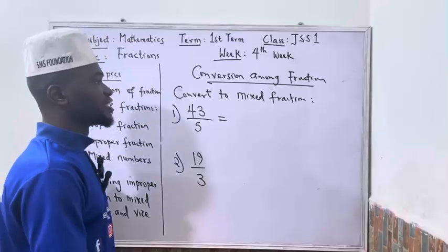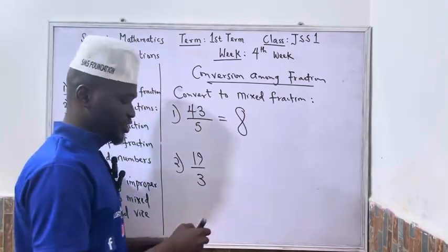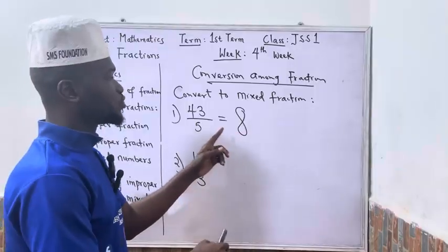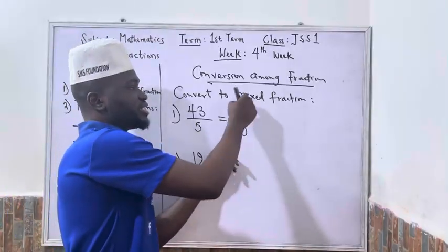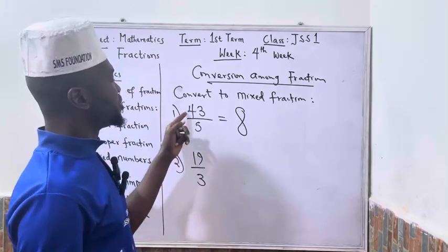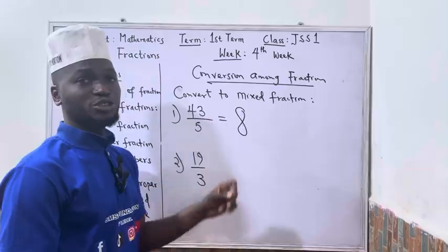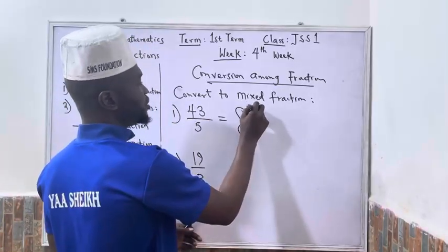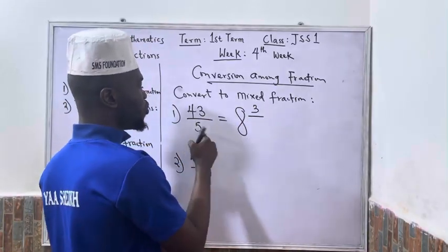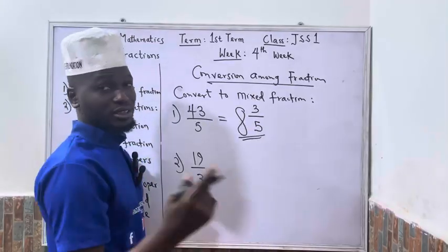That must be 8 times. So that will be our whole number. So the 8 will be the whole number. Please, you have to write the 8 to be bigger. So now, what will be the remainder if you divide 43 by 5? The remainder has to be 3. So the 3 will now be the numerator over the denominator, which is 5. So the answer is 8 whole number, 3 over 5.